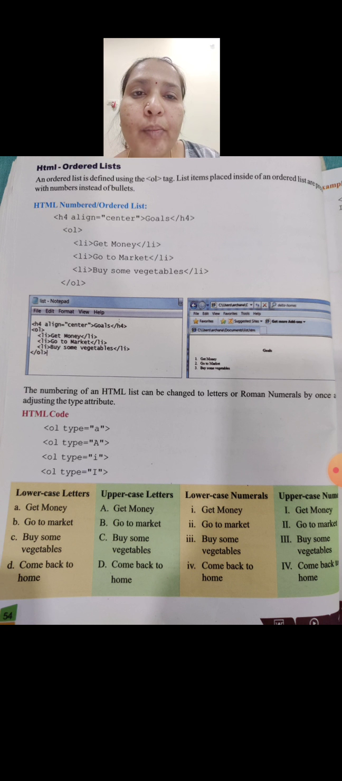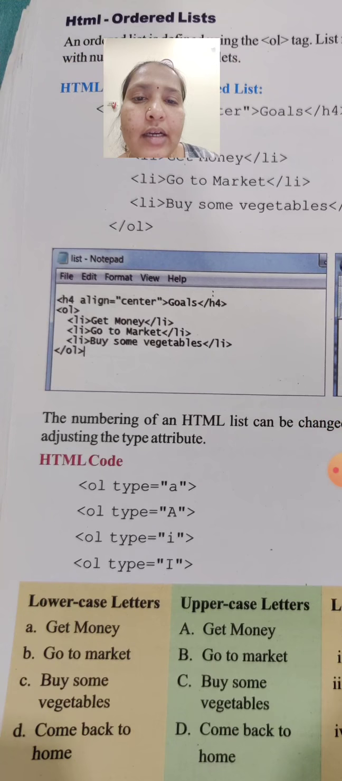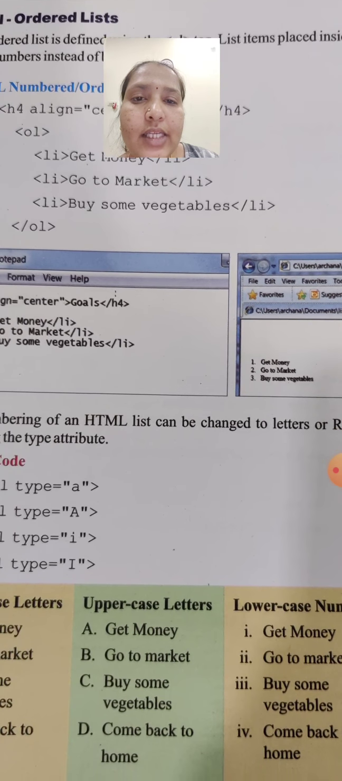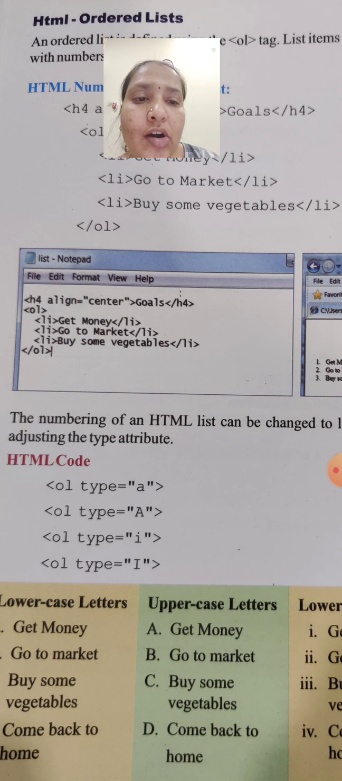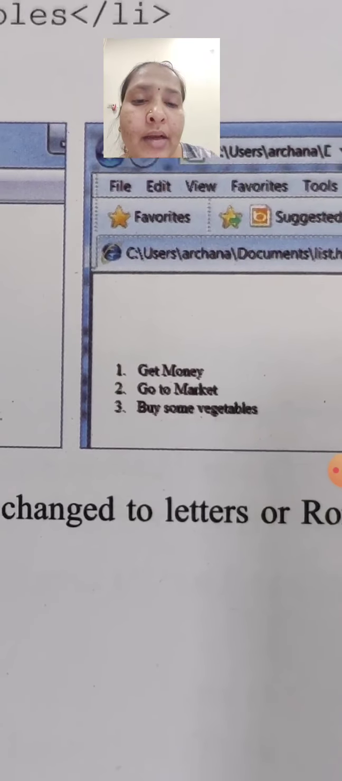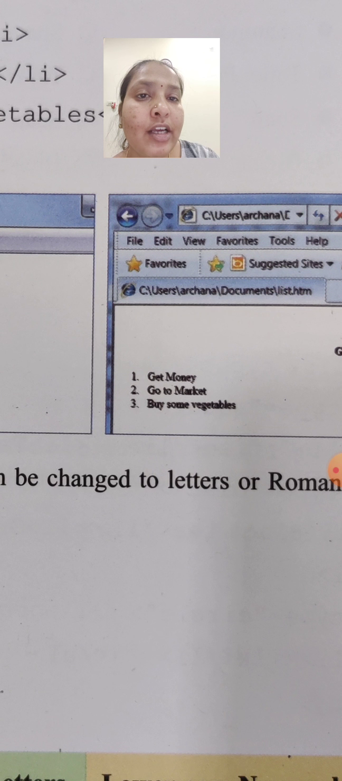Okay, then they have opened the ol tag, in that they have opened the list, and they have written some sentences, and they have closed the list tag. After that they have closed the ordered list. Okay, they have written everything in a notepad. And see here they have written the ordered list. If we use the ordered list, the list will come with 1 2 3 instead of bullets, we will be seeing it in a web page, isn't it? This is nothing but the ordered list.